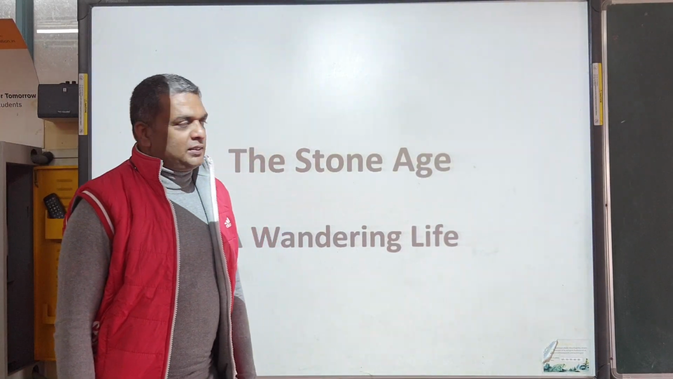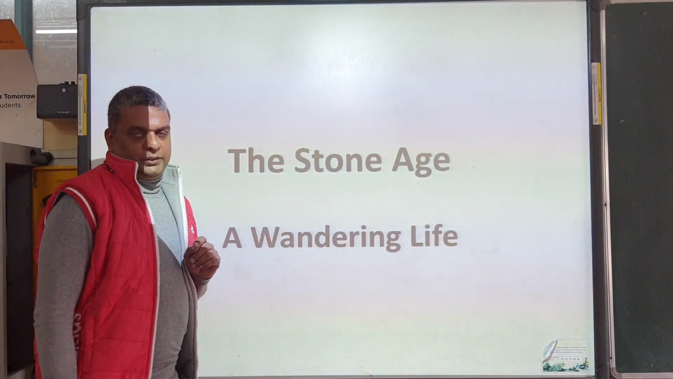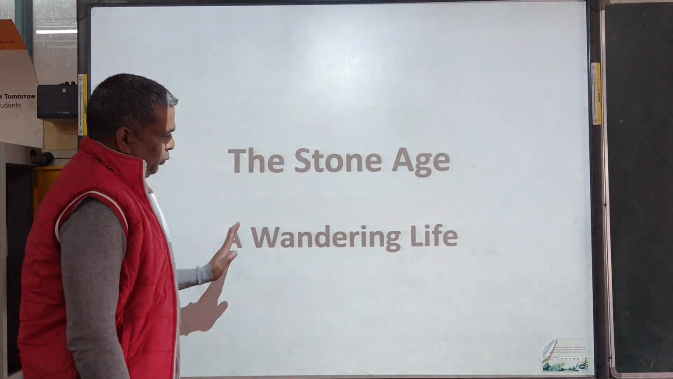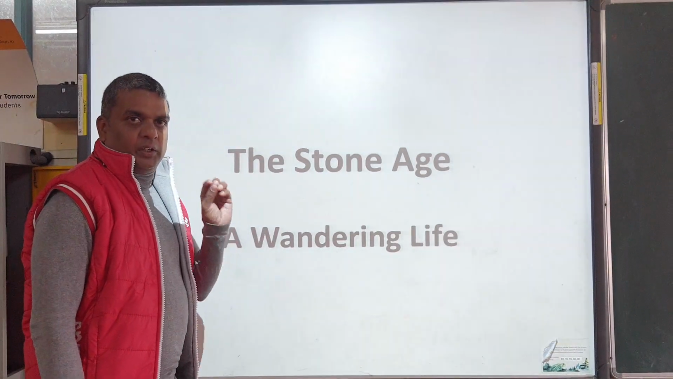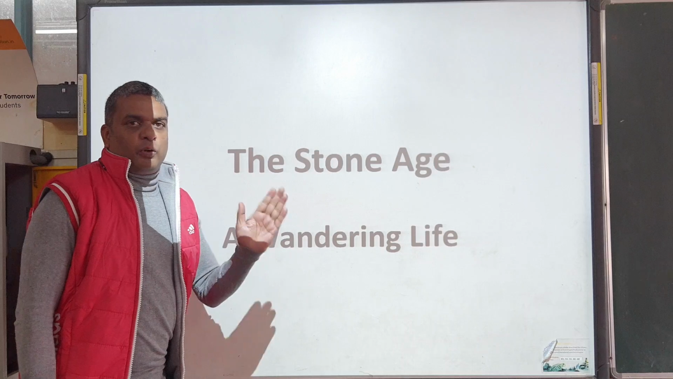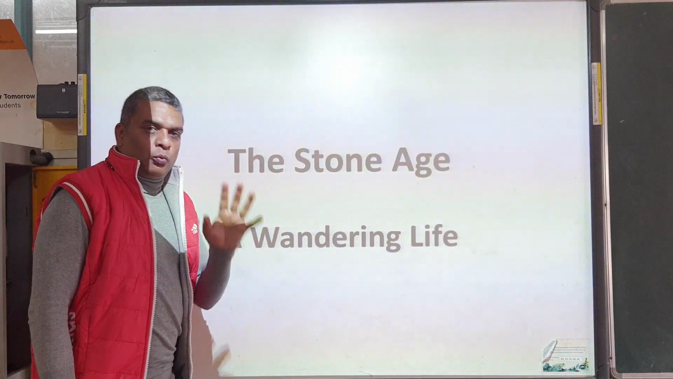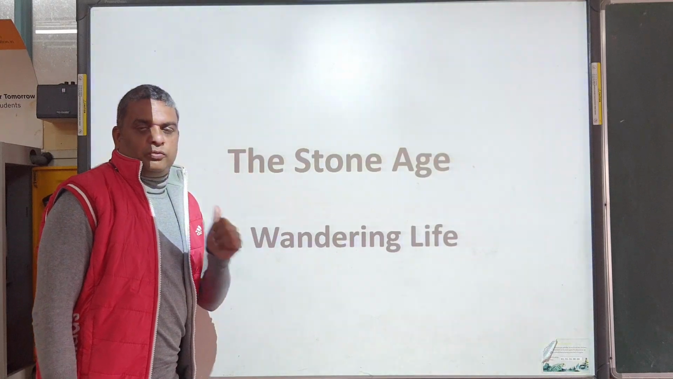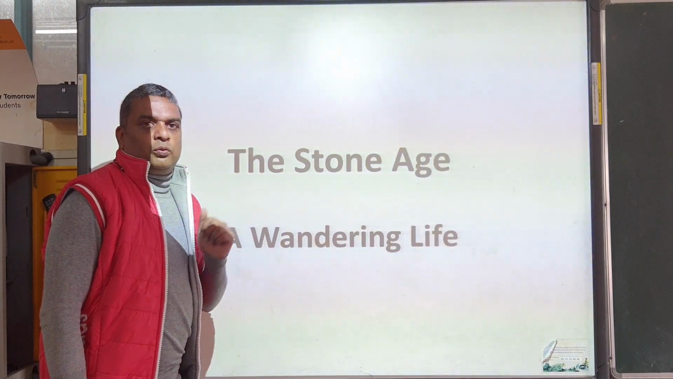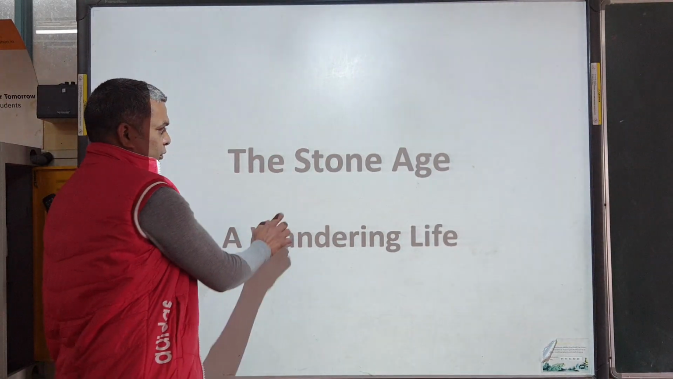Hi everybody, we will continue with the next chapter in social studies, that is the Stone Age of wandering life. Okay. Now what does wandering life mean? Wandering life means early men did not stay in one place. They roamed from one place to another. They moved from one place to another. Now why did they move? In search of food, in search of water. So that wandering life we are going to learn about.